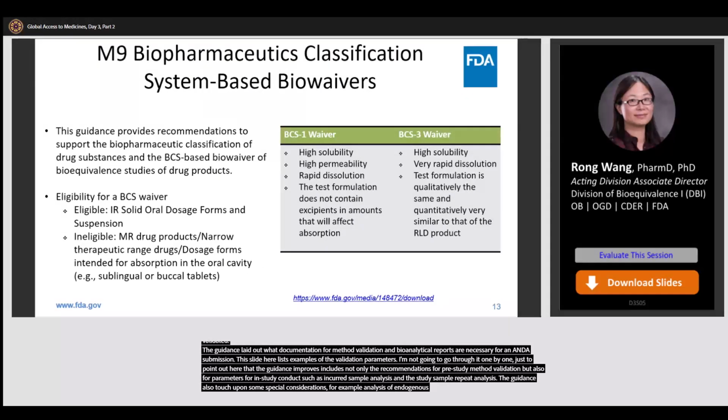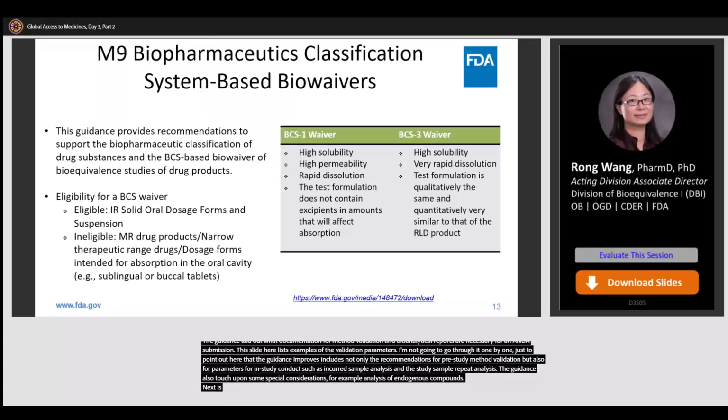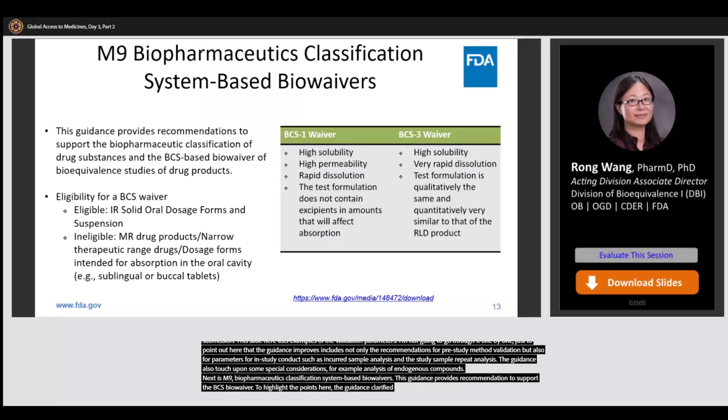Next is M9 Biopharmaceutics Classification System-based Biowaivers. This guidance provides recommendations to support the BCS-based Biowaiver. To highlight the point here, the guidance clarified that only immediate release solid oral dosage forms and suspensions are considered eligible for a BCS waiver.